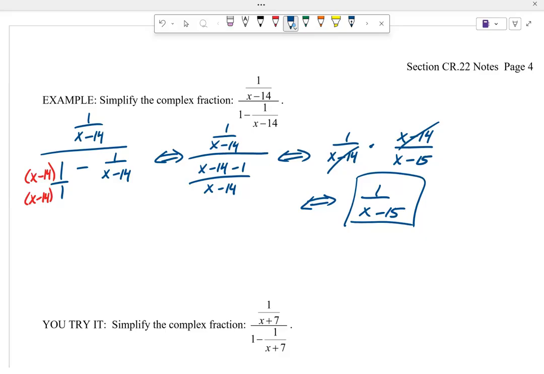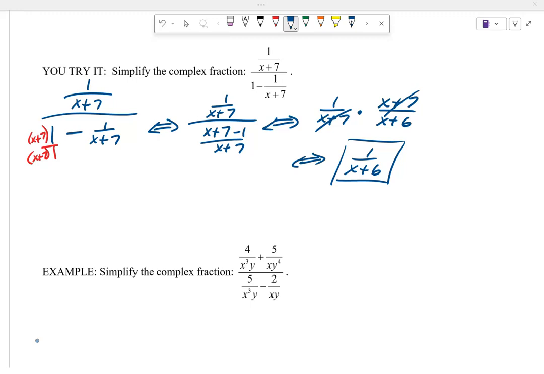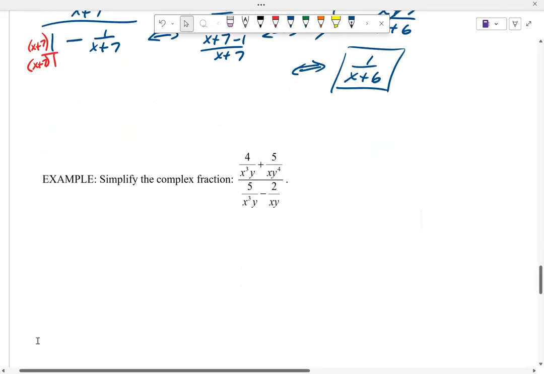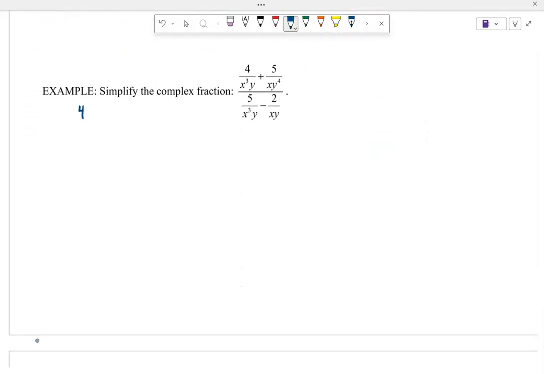And you can go ahead and pause the video, try that next one. Should end up with 1 over x plus 6. And that you try a problem. Now let's move on to this next one here. We've got 4 x cubed y.